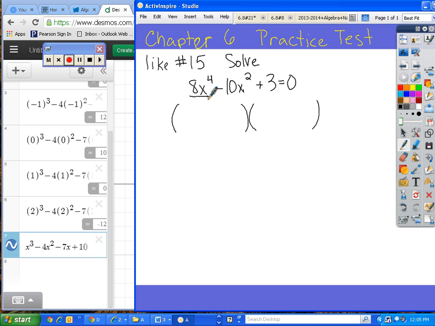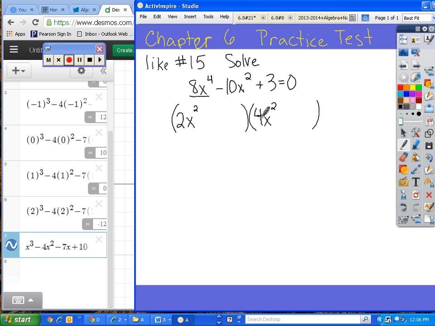So 8 has a couple of factors. I could try 8 and 1 or 2 and 4. Let's try 2 and 4. That gives me the 8. I need the x to the 4th, so if I put x squared here and x squared here, now I have factored 8. I factored my first term.